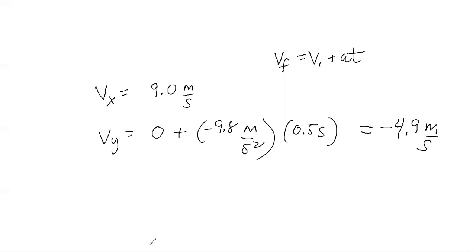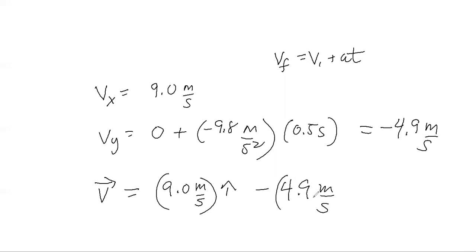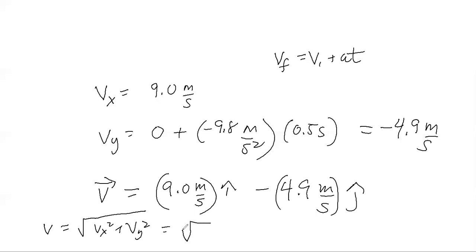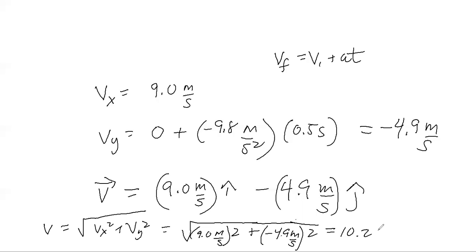And to express that in vector form, vector v equals 9.0 meters per second i minus 4.9 meters per second j. All right, I'm supposed to find my magnitude and direction now. For my magnitude, v is going to equal the square root of v sub x squared plus v sub y squared, equals the square root of 9.0 meters per second quantity squared plus a negative 4.9 meters per second quantity squared. And that's going to equal 10.2 meters per second.